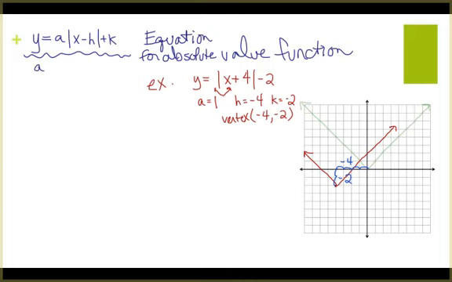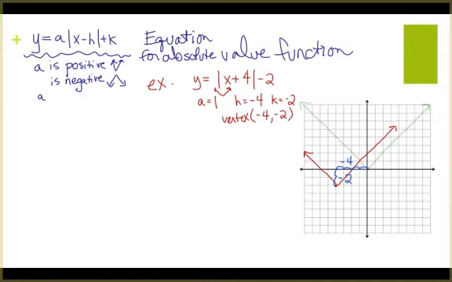What a does is if a is positive, it opens up. If it's negative, it's reflected. Remember, reflections, that just means the whole thing flipped over. If it's negative, it opens down. You might remember that from parabolas in Algebra 1. Same thing here, and we're going to see that again soon. That's one of the jobs of a. A also has another job.